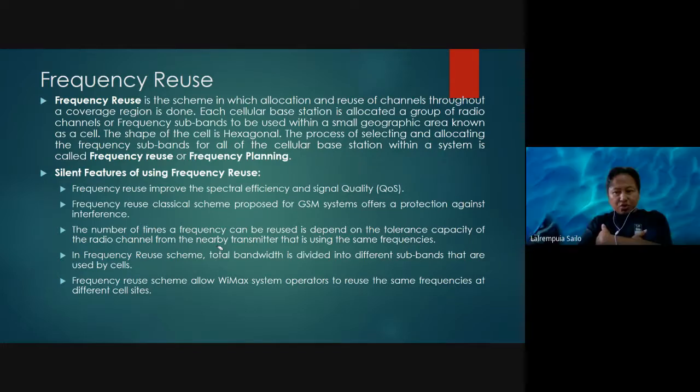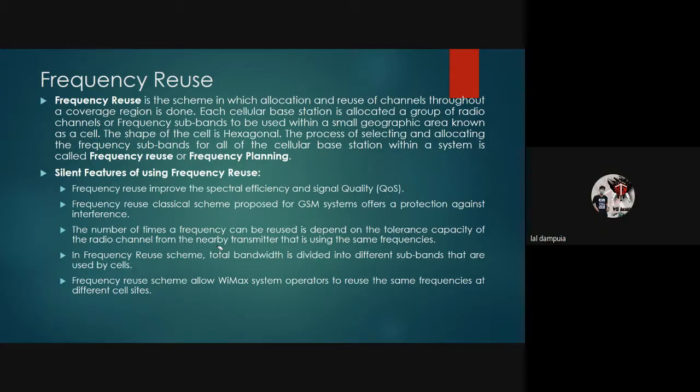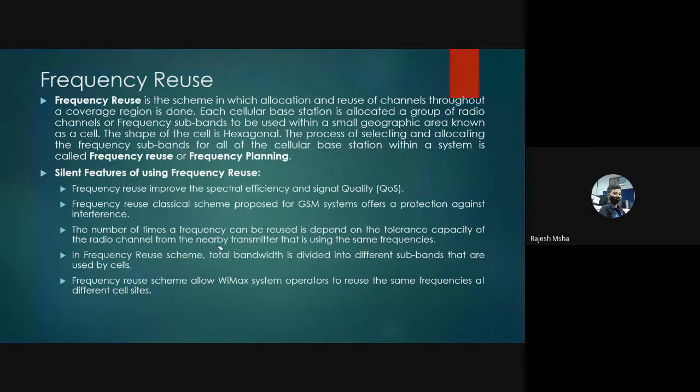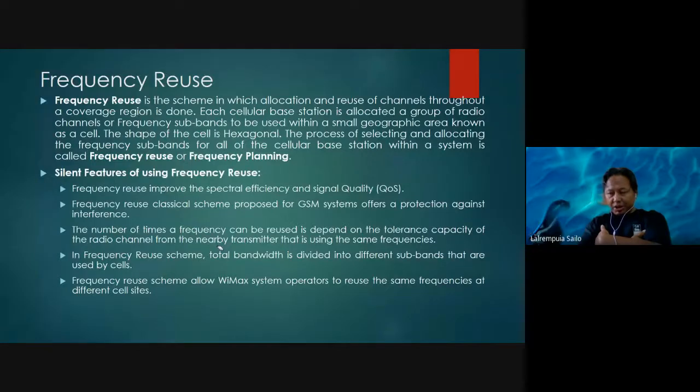Yes, sir. Yes or no? Yes, sir. Okay. Rajeshwar, do you understand what is the frequency reuse?